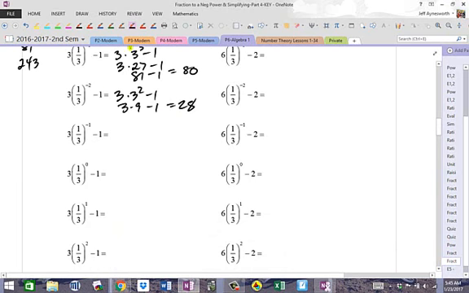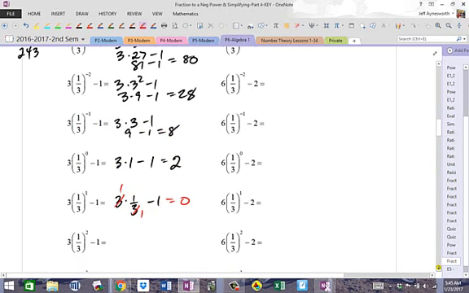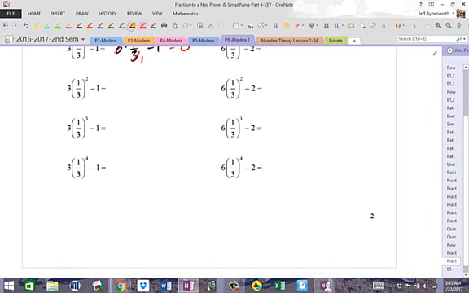And this next one here, we got 3 times 3 to the first, which is just 3 minus 1. 9 minus 1 is 8. Here this is 1, so you have 3 times 1 minus 1, which is just 2. 3 times the third minus 1. These cancel, right? 3 into 3 is 1. 1 minus 1, that's just 0. Here we have 3 times 1/9 minus 1.